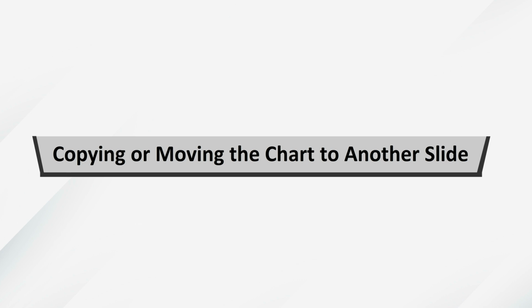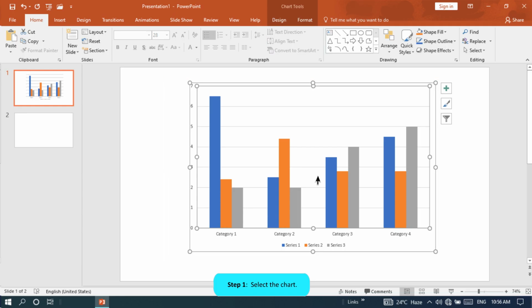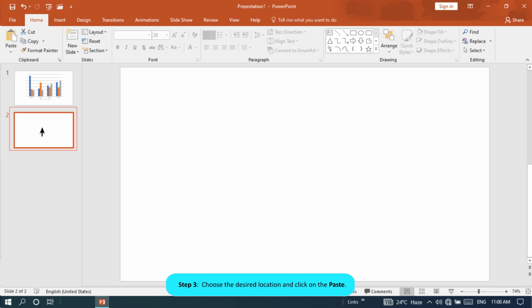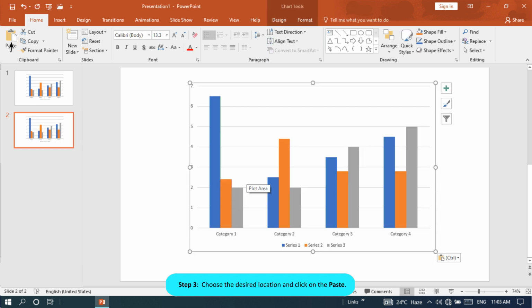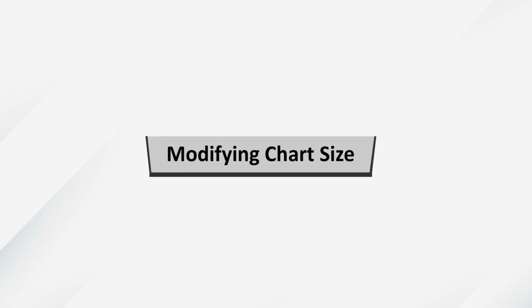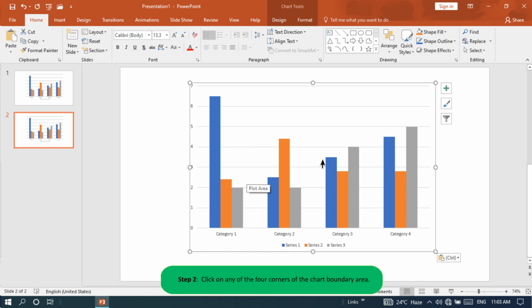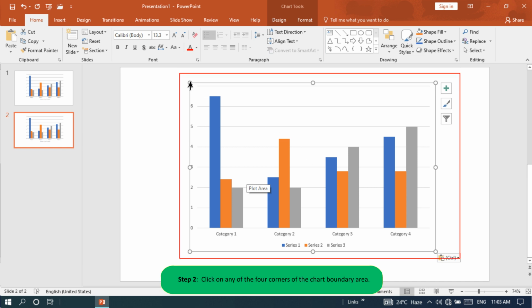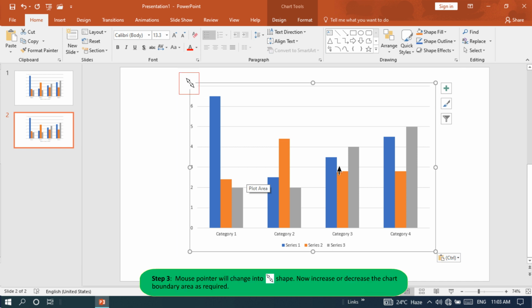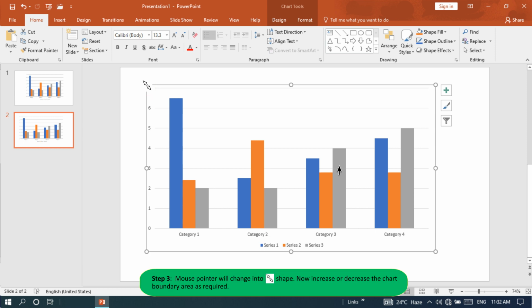Copying or moving the chart to another slide. Step 1. Select the chart. Step 2. Click on the cut or copy commands in the clipboard group under the Home tab. Step 3. Choose the desired location and click on the paste. Modifying chart size. Step 1. Click on the chart. Step 2. Click on any of the 4 corners of the chart boundary area. Step 3. Mouse pointer will change into shape. Now, increase or decrease the chart boundary area as required.